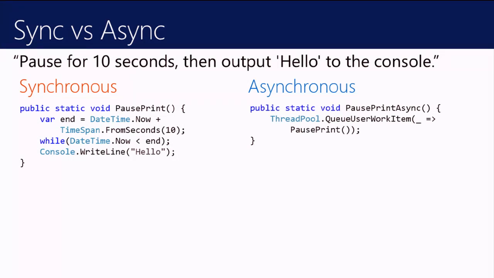Asynchronously, though, you might say, all right, I have this synchronous method and I want to expose an asynchronous method. I heard asynchronous methods are cool, so I'm going to write PausePrintAsync. And maybe you're going to say ThreadPool.QueueUserWorkItem. This is a method that's been around forever. It does what it says on the tin. It queues a user work item into the thread pool. We're going to say, all right, fine, PausePrint here, and we're going to call it. This is going to run on a background thread once there's a thread pool thread available for it.